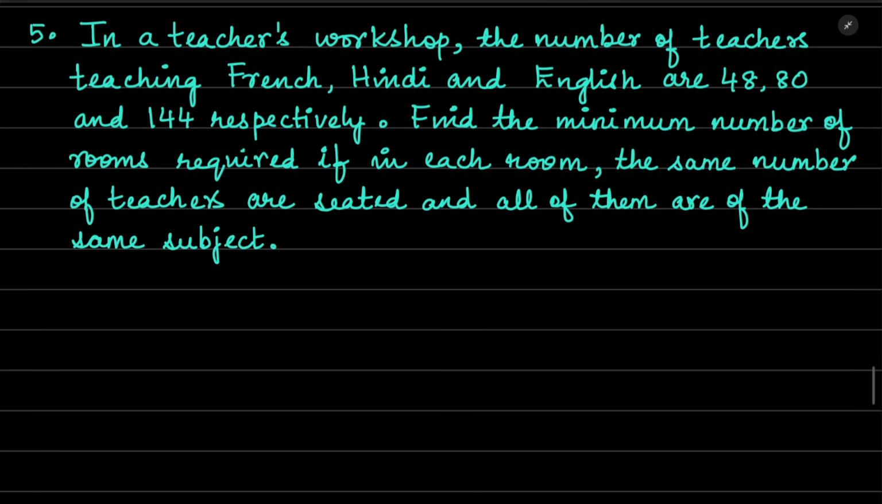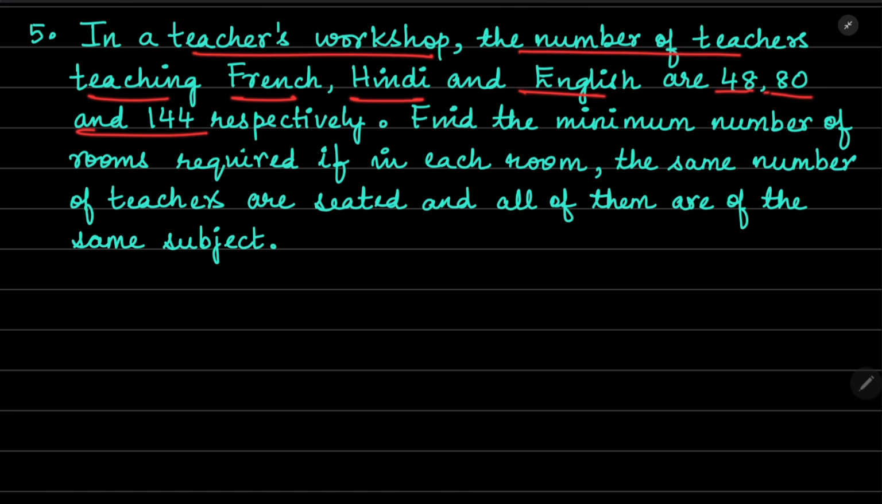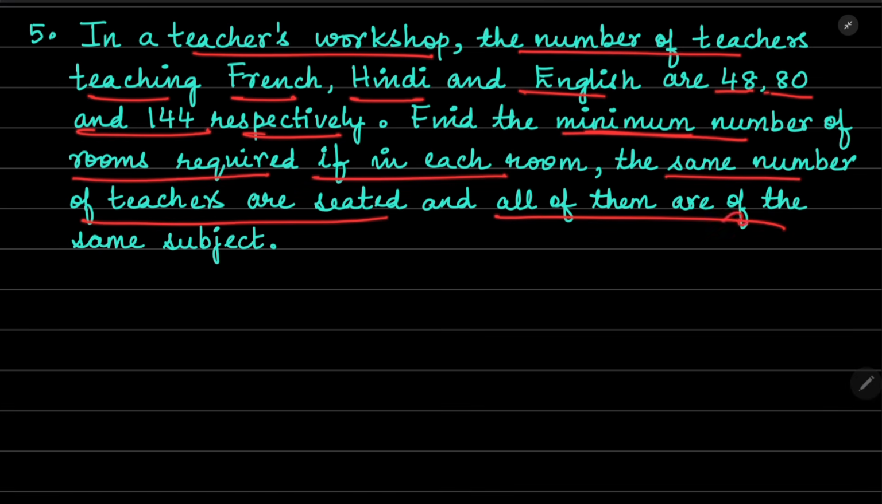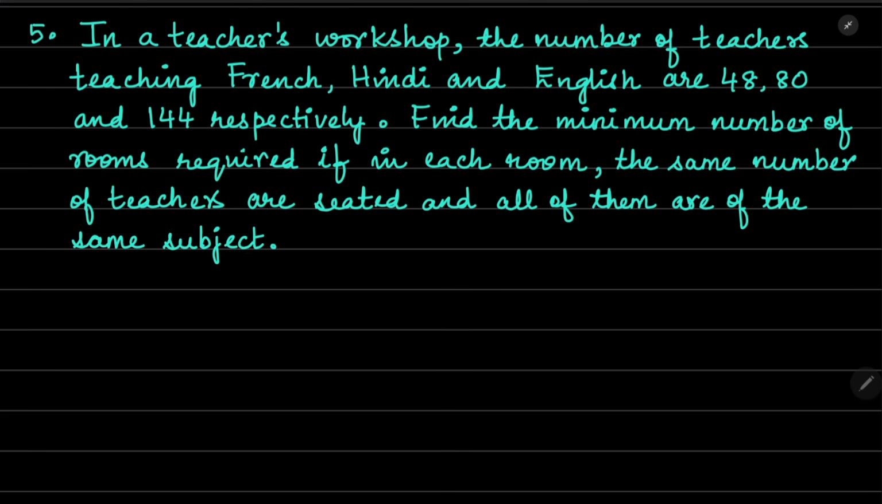This is again a very, very important question. In a teacher's workshop, the number of teachers teaching French, Hindi and English are 48, 80 and 144 respectively. Find the minimum number of rooms required if in each room the same number of teachers are seated and all of them are of the same subject. So in a workshop, you have 48, 80 and 144 teachers respectively. You have to find how many teachers you can make sit in a single room such that all the rooms contain the same number of teachers and all the teachers teach the same subject.